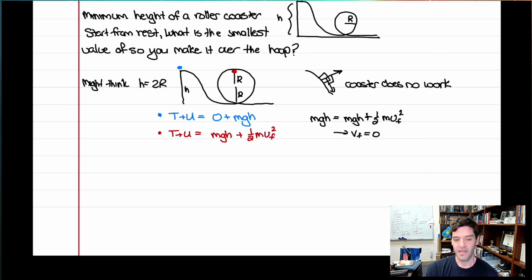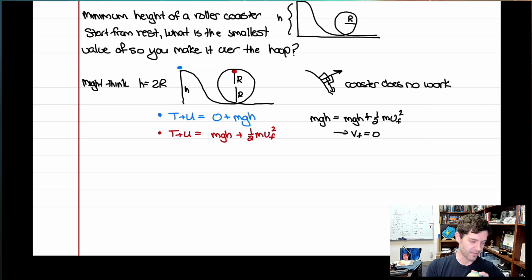So that suggests that h should at least be a little bit higher than 2r. Because in that case, you would have some kinetic energy that's left over when you got to the top of the loop. So you might think, well, it has to be anything that's greater than 2r.